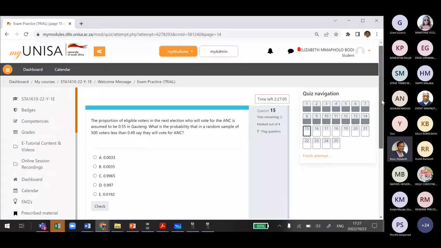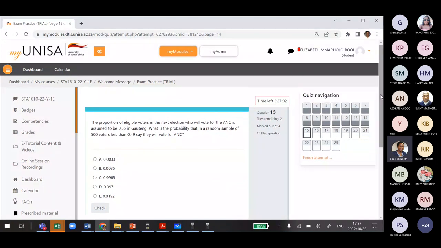All right, so moving on to the next one after a couple of minutes of waiting. The proportion of eligible voters in the next election who will vote for the ANC is assumed to be 0.55. That is our population proportion. What is the probability that a random sample of 500 voters will have a proportion less than 0.49 saying they will vote for the ANC?